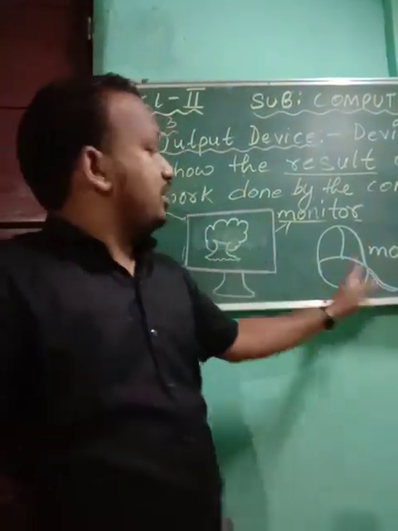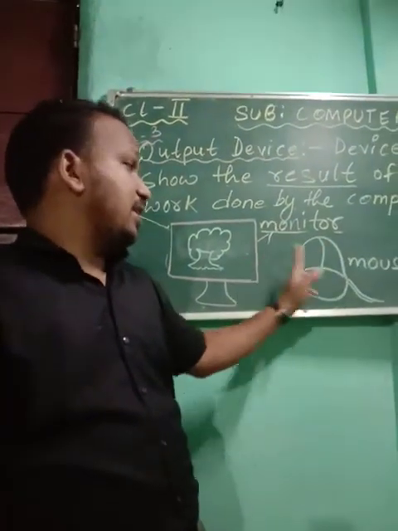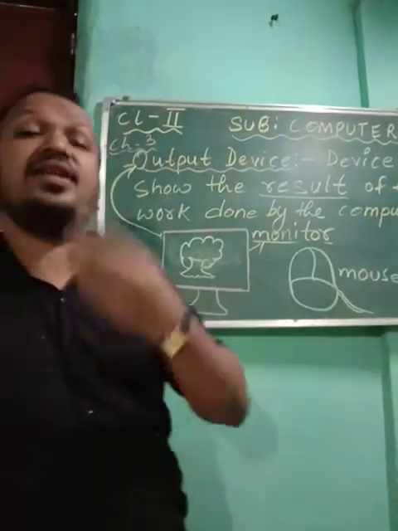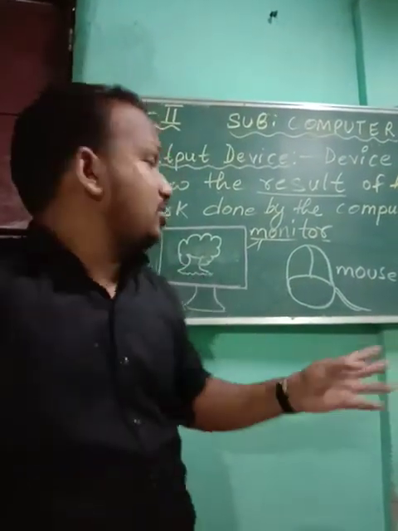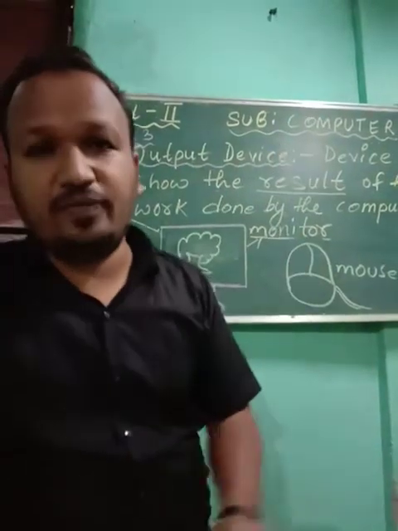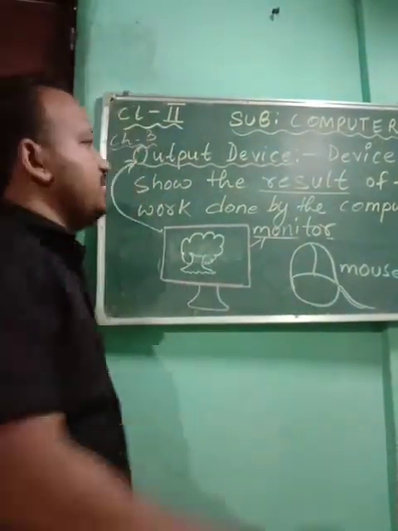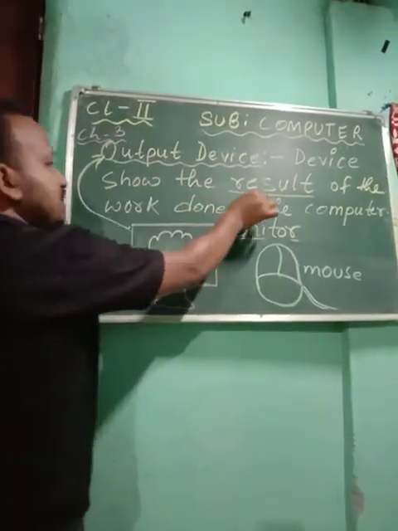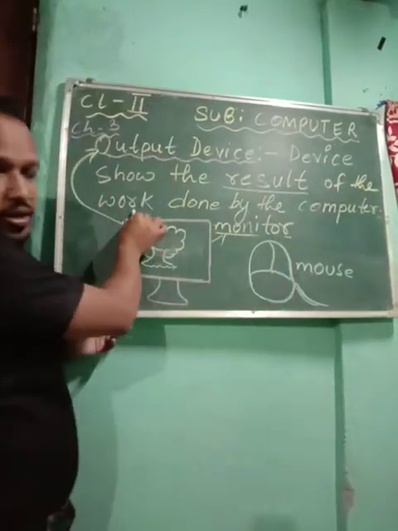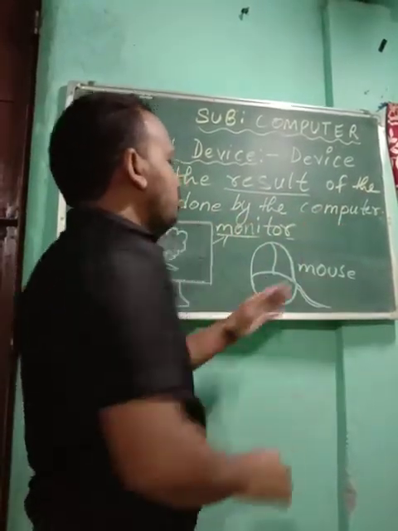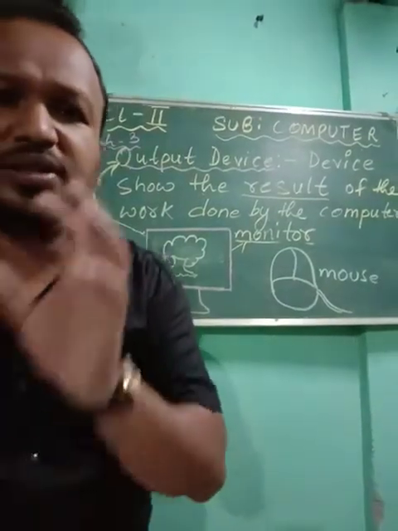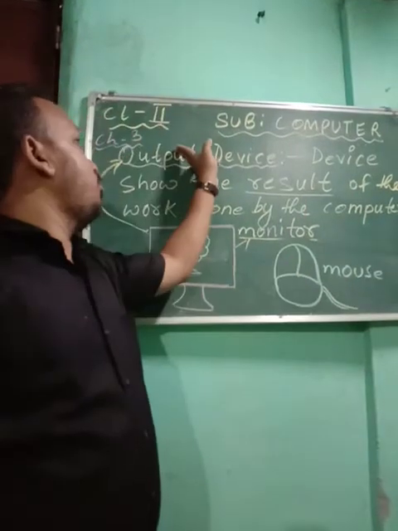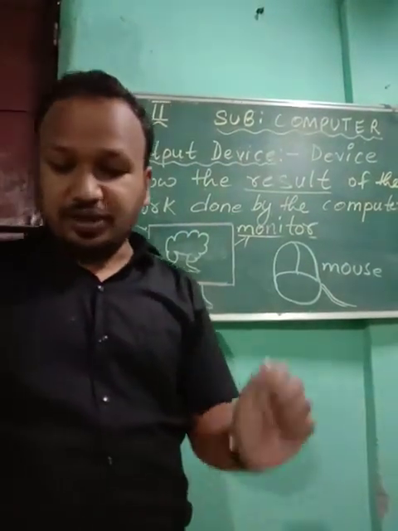Okay children, so you see the mouse here is transferring the data. That's why the mouse is your input device, and the monitor is giving the result of what you have done. It is showing it. That's why the monitor is called an output device. Once more, you see the definition. An output device shows the result of the work done by the computer. That means whatever work is done by the computer, any device which shows the result is called an output device. Keep this in your mind.